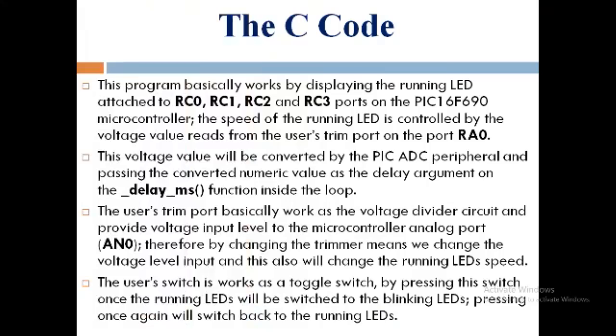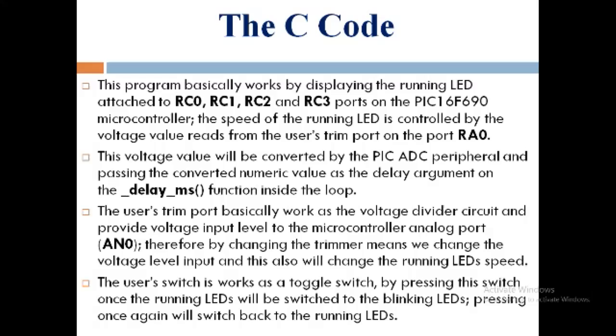First of all, we see the C code used in PIC microcontroller and analog to digital converter technique. This program basically works by displaying the running LED attached to the RC0, RC1, RC2 and RC3 ports on the PIC 16F690 microcontroller. The speed of the running LED is controlled by the voltage value read from the user trimmer port on the port RA0. This voltage value will be converted by the PIC ADC peripheral, and the converted numeric value is passed as the delay argument to the delay_ms() function inside the loop.